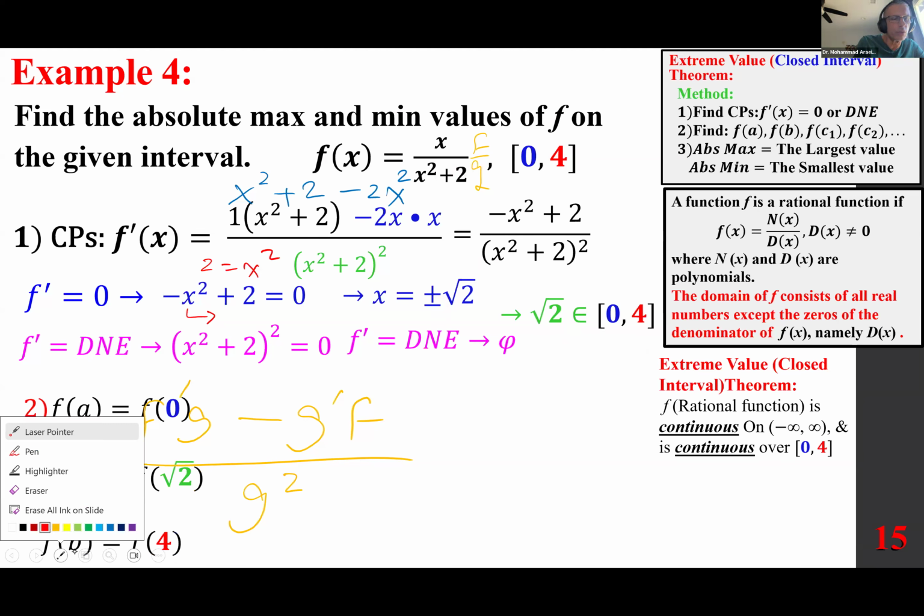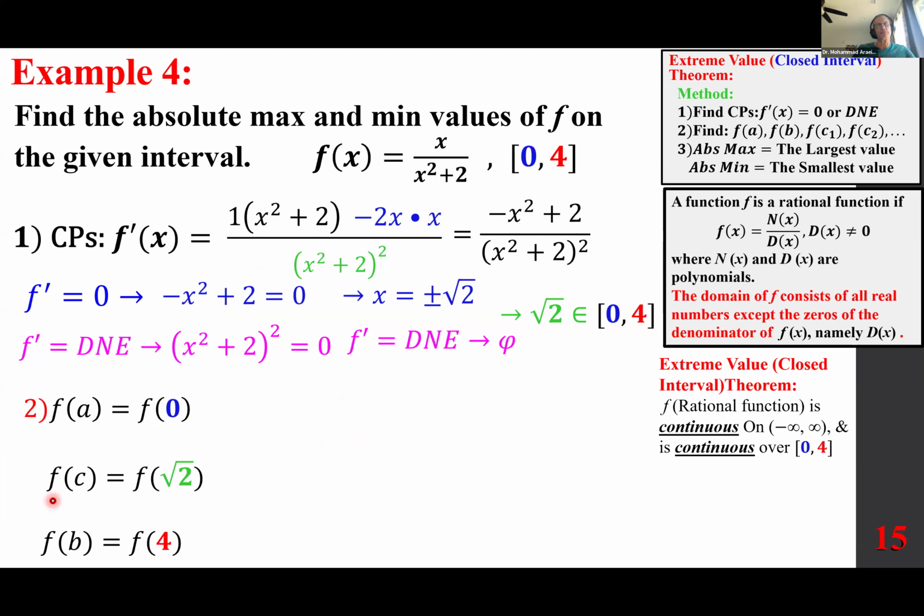I'm going to erase my work. So we write the function. f of x is x over x squared plus 2, and we're going to start with 0. Obviously, when you plug in 0, you get 0 over 2, which is 0.